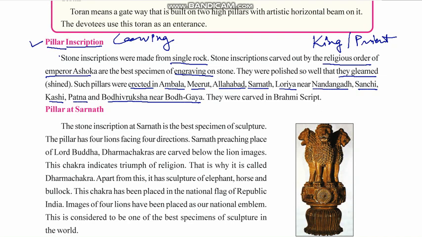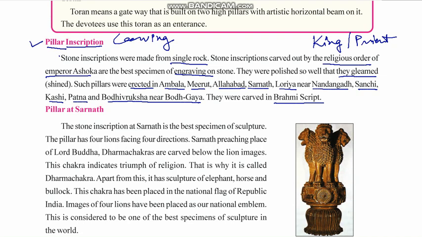Now why were they erected? Because these were places where people used to move, and the message on the pillar would be read by those people and could be followed easily. They were carved in Brahmi script. You need to remember this. They were carved in Brahmi script, which was the script existing at that time.